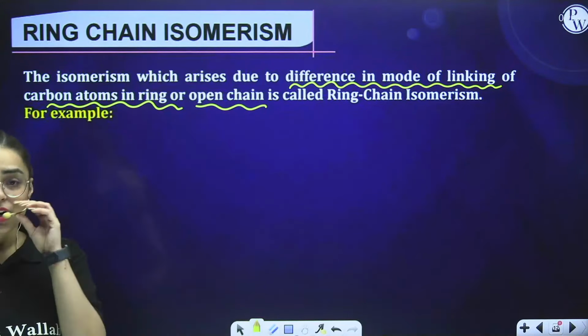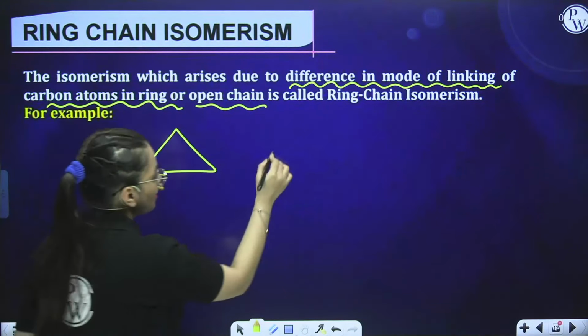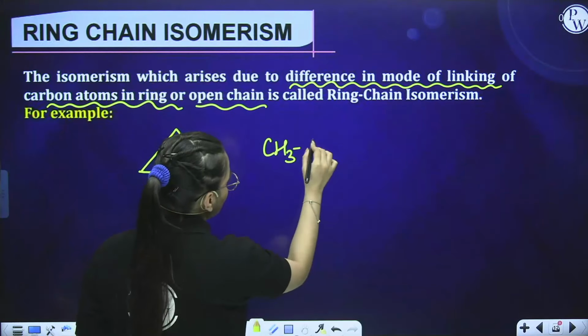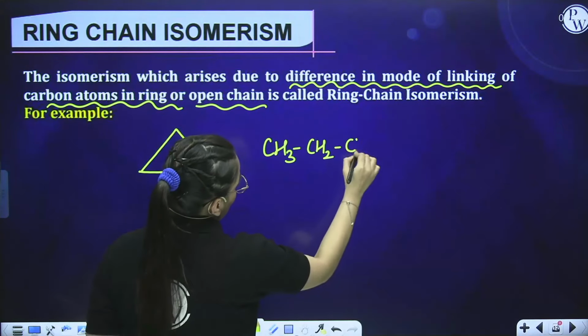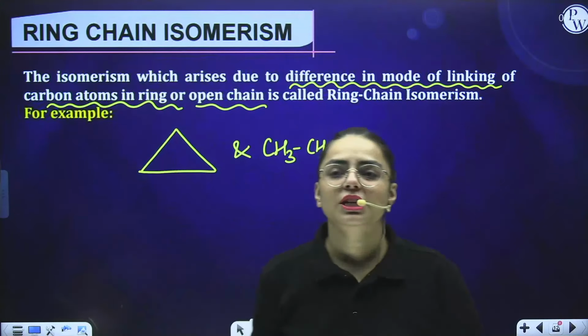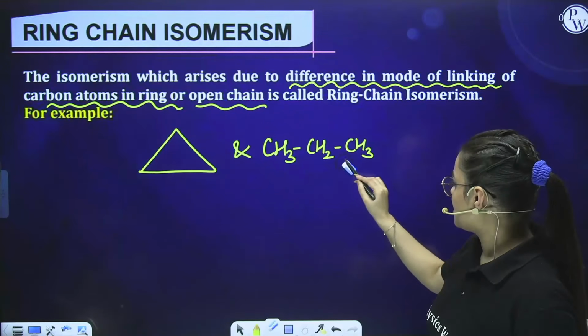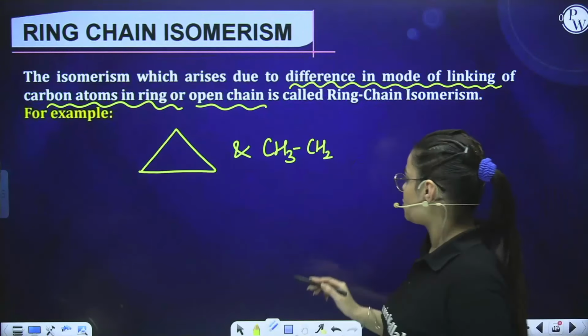Now what do you mean by linking here? See, one is this, another one is this. These are ring chain isomers of each other. But you can correct it here: you will see the degree of unsaturation should be the same.